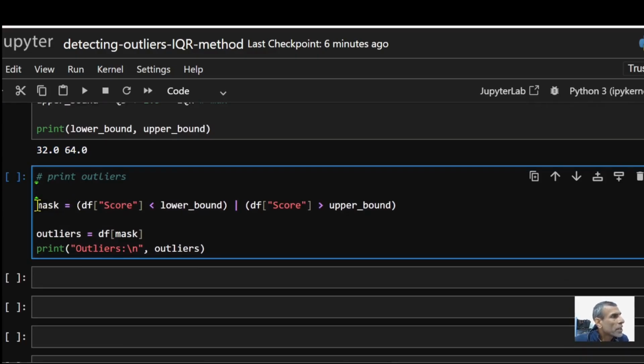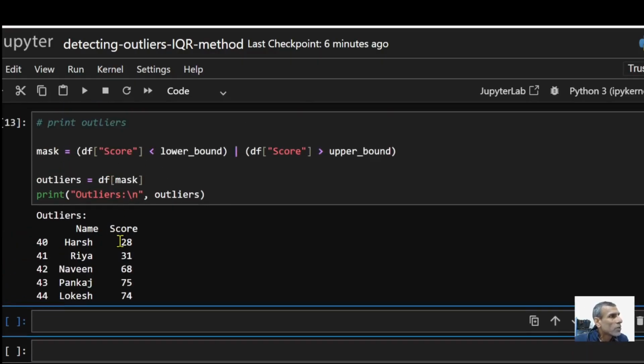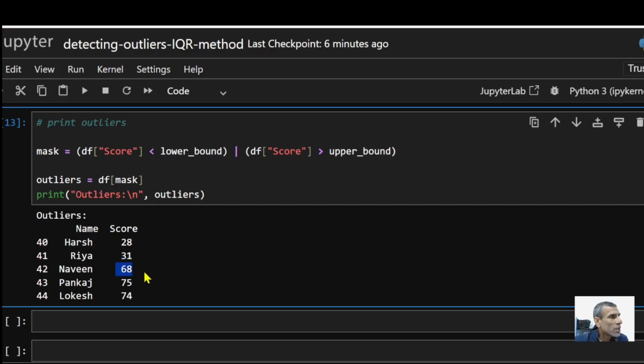So in this case, let's print out my outliers. First thing I'm doing, I'm creating a condition. The technical word for that is mask. So in this case, I'm creating a filter. I'm saying any values in my column score that are smaller than lower bound, or you can also filter out any score values in my data frame that are greater than upper bound. So this is my mask, and I put my mask inside my data frame. And this would be my outliers. When I run this, it's going to print out my outliers, and you can see that these are my outlier values: 28, 31, 68, 74, sorry, 75, and 74.